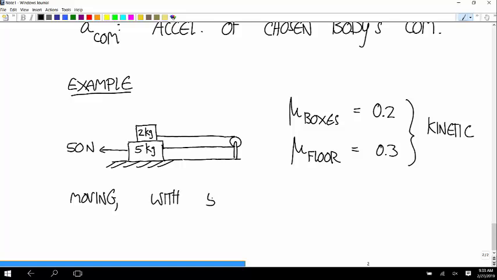So the 5 kilogram box at this instant is moving to the right. Okay, so how is that possible? Does that make sense, that the 5 kilogram box is moving to the right? All you're doing is applying a force to the left.